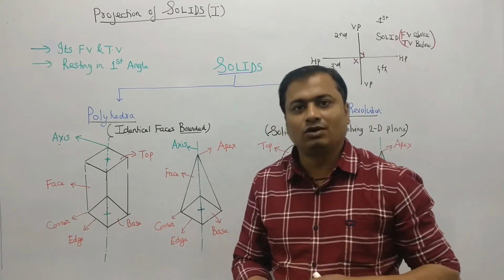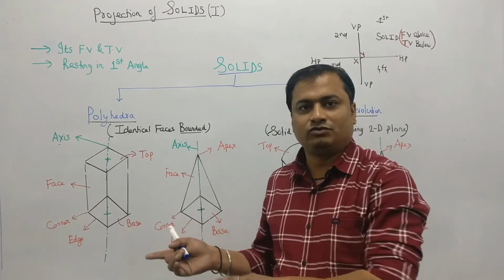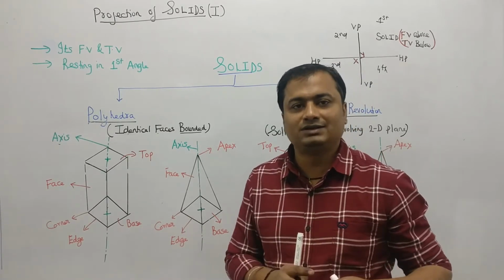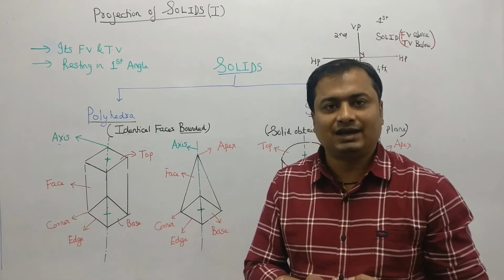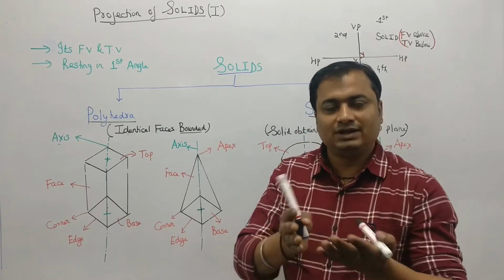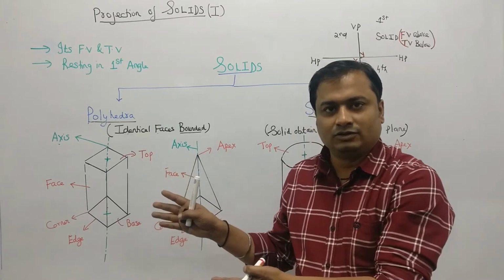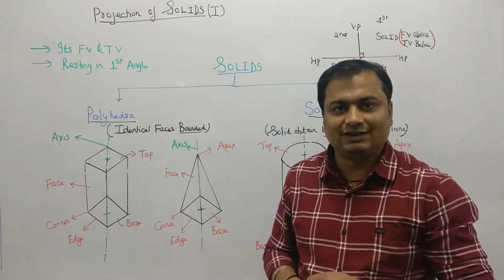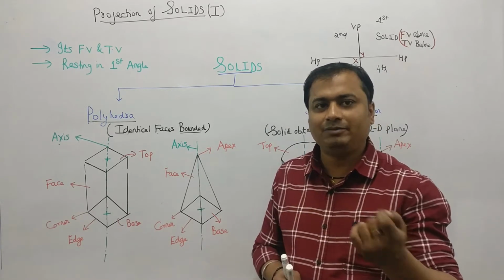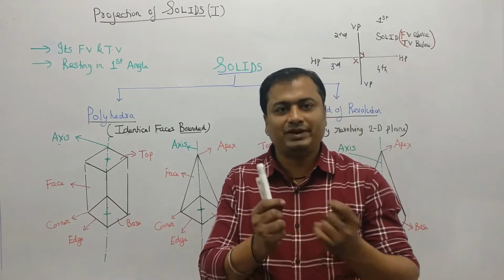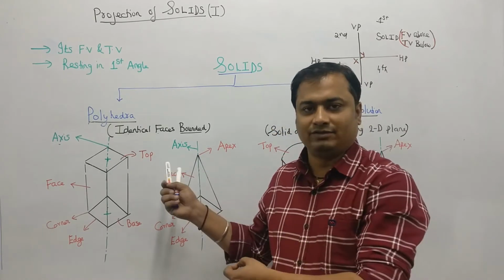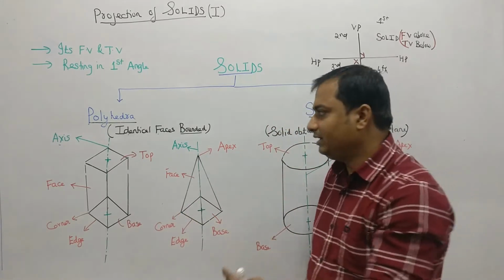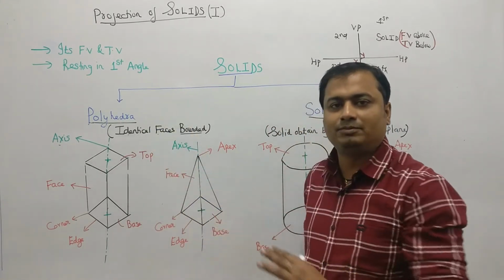So what are the solids which come under this category? We have heard about the prism, pyramid, cube. All these solids are having identical faces and they are bounded with each other, so they come under the category of polyhedra. The solids which I will be dealing with in this lecture will be prism and pyramid. It is very important to know the difference between prism and pyramid. Both are polyhedra, both are called polyhedra.